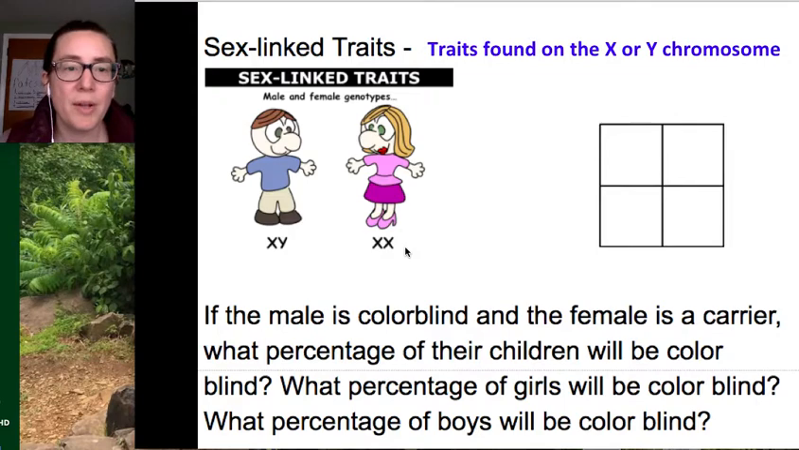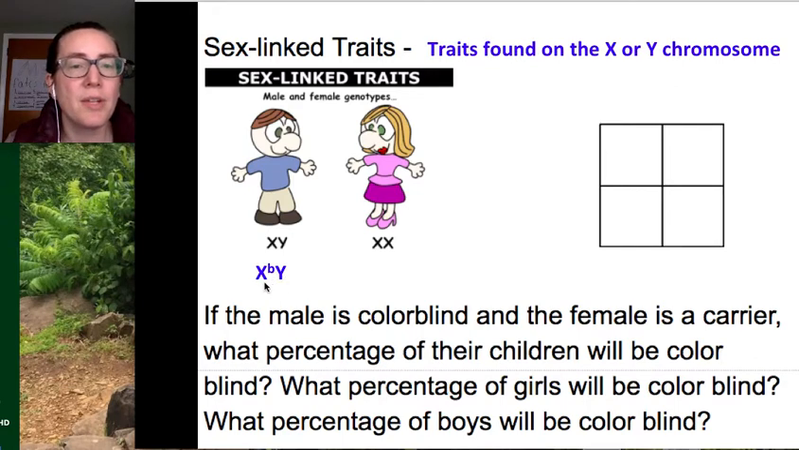So the question: if the male is colorblind and the female is a carrier, what percentage of their children would be colorblind? Before I go to the rest of the questions, let's figure out the genotypes. Male colorblind: colorblindness is a recessive trait, so the male would have a recessive allele attached to his X chromosome. I should also have mentioned that it's X-linked recessive, so it's not found on the Y, it's found on the X.